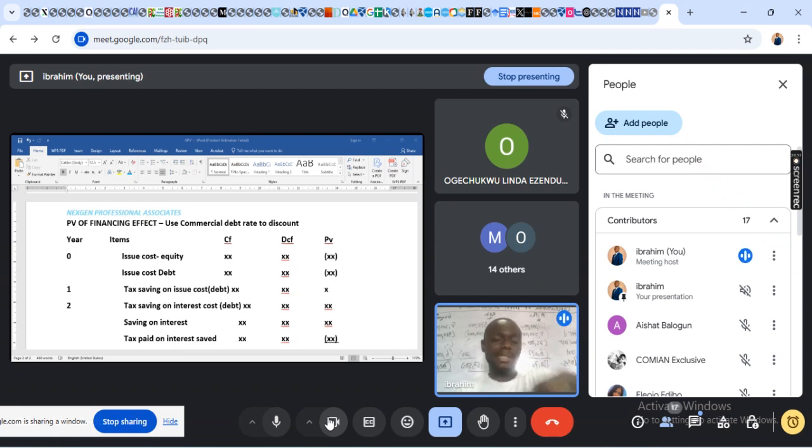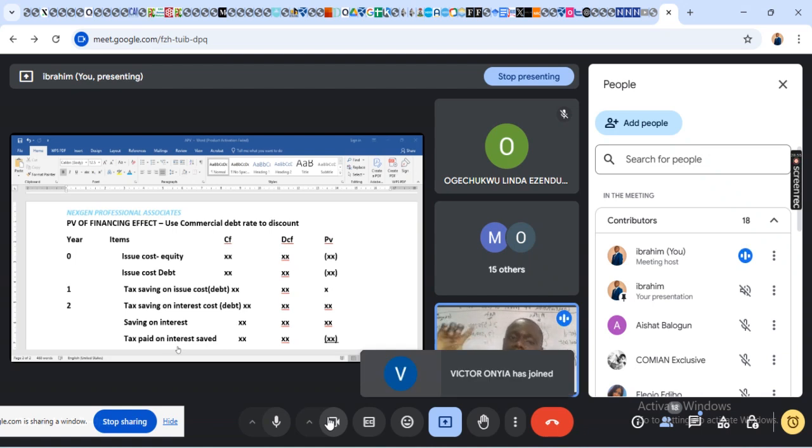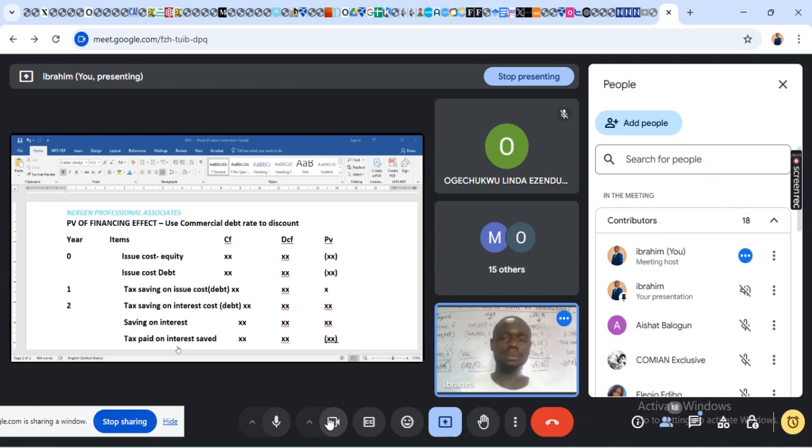Please pay attention. You have 30% tax, and the issue cost on the debt is 50,000. So 30% of this will give you the tax savings on issue cost, and it becomes an inflow to you. It becomes an inflow because it is tax savings. It is a relief that the relevant tax authority will grant to you, because it is a relief.